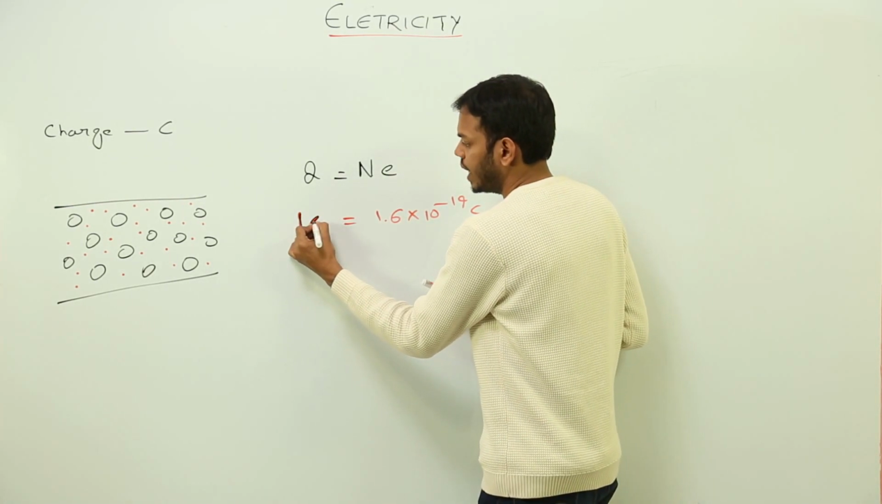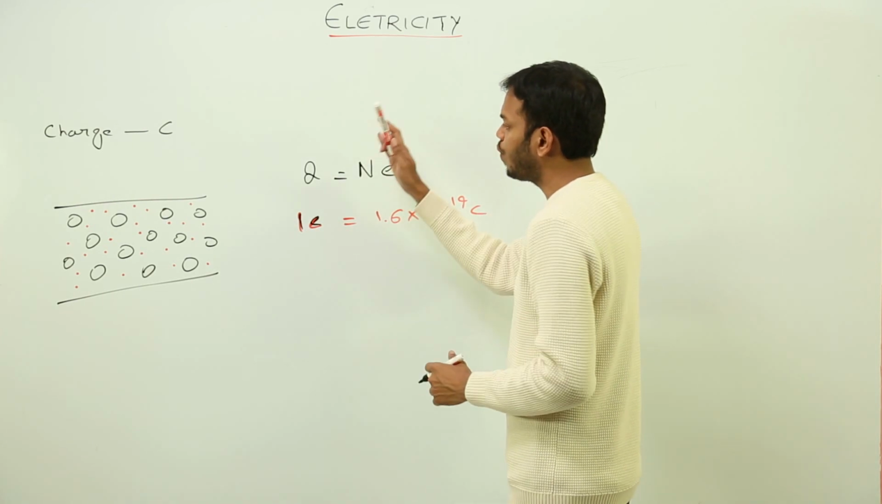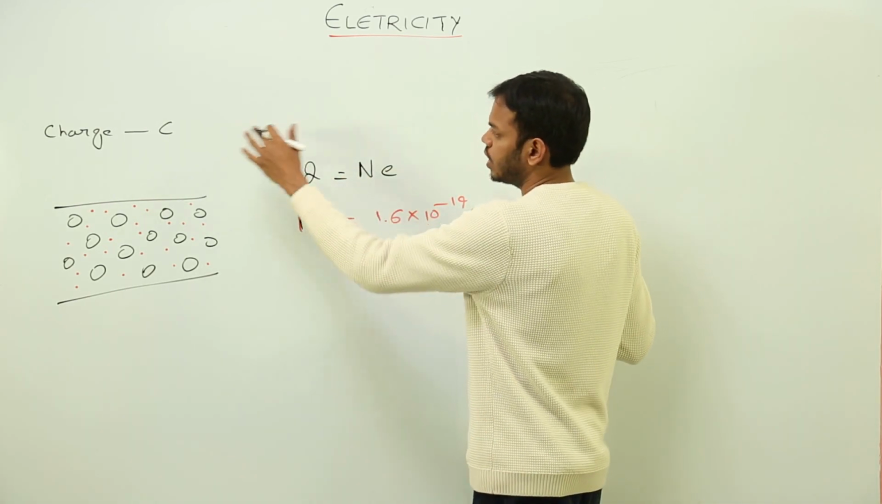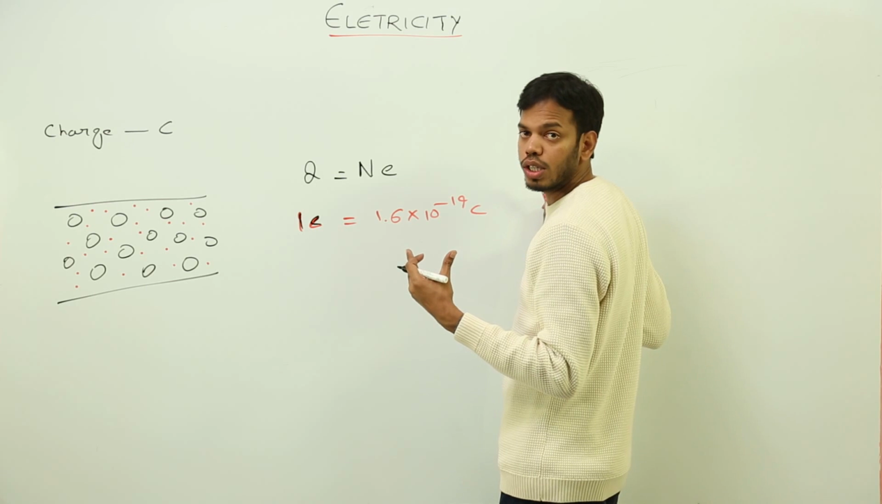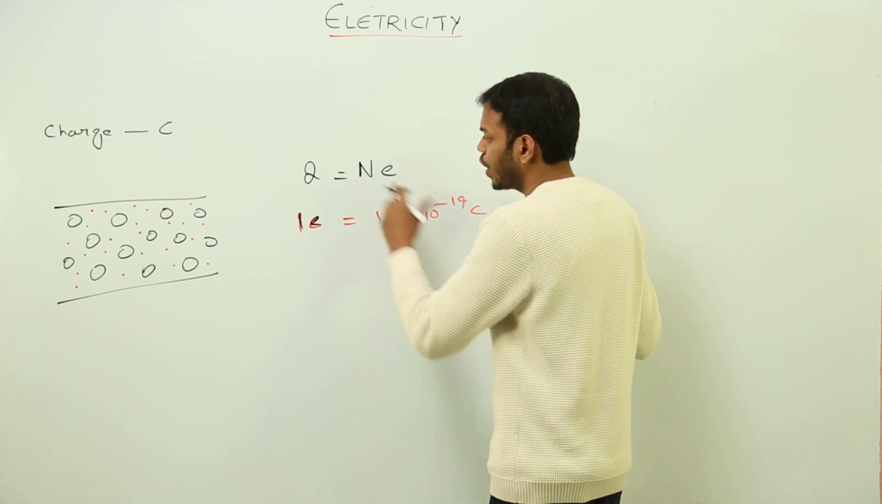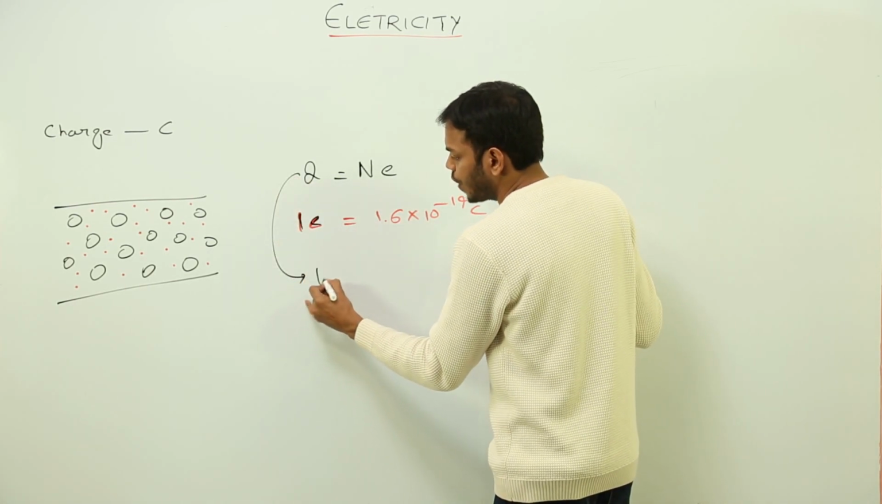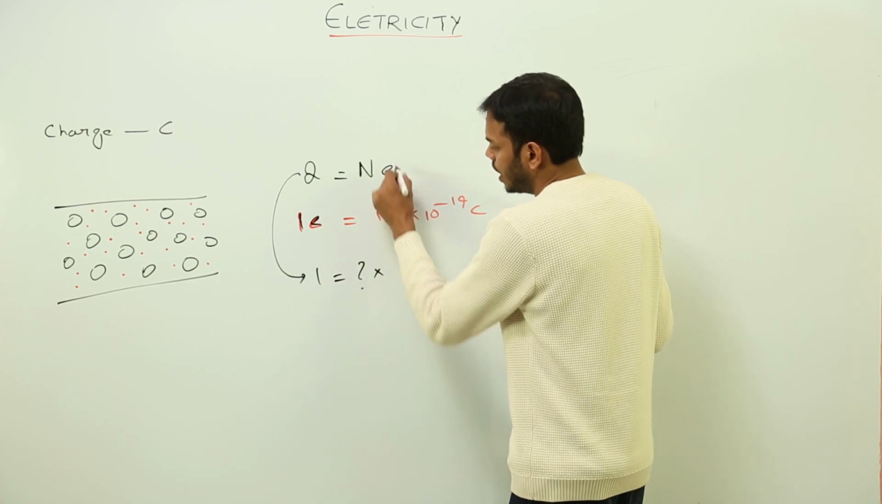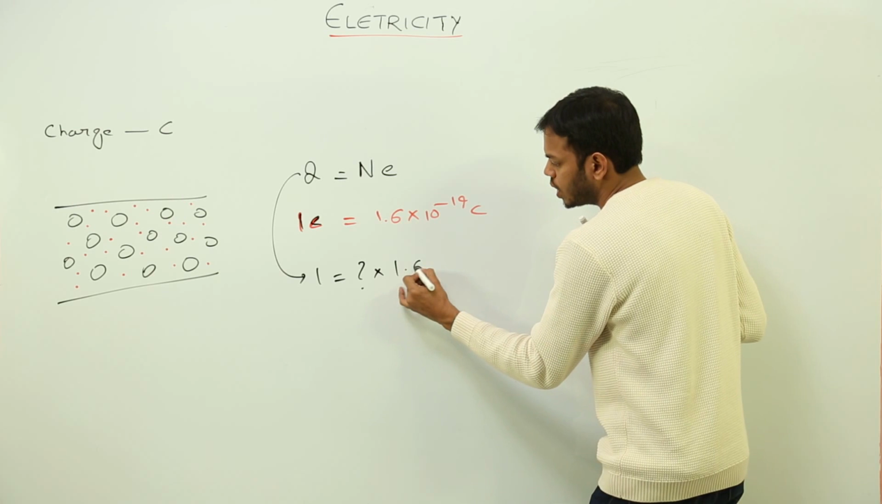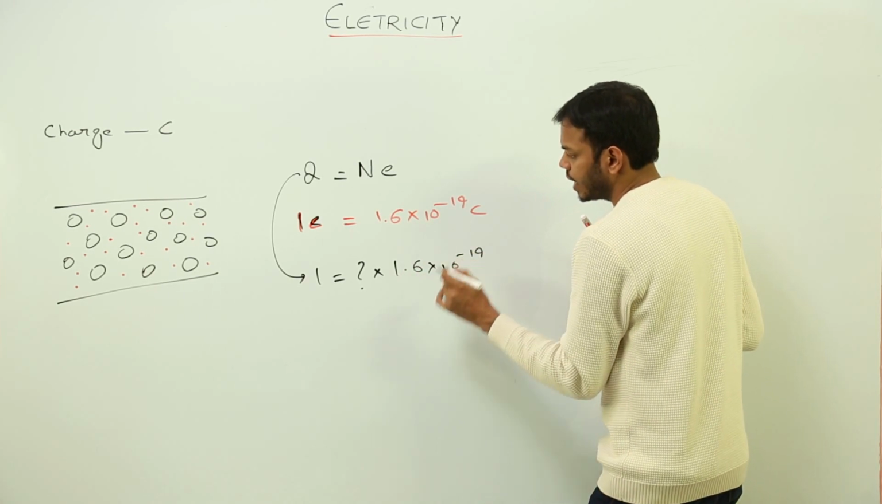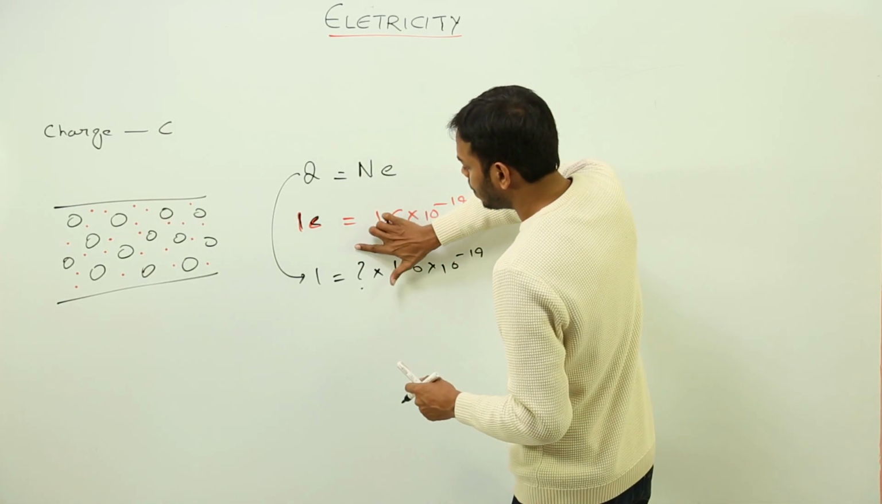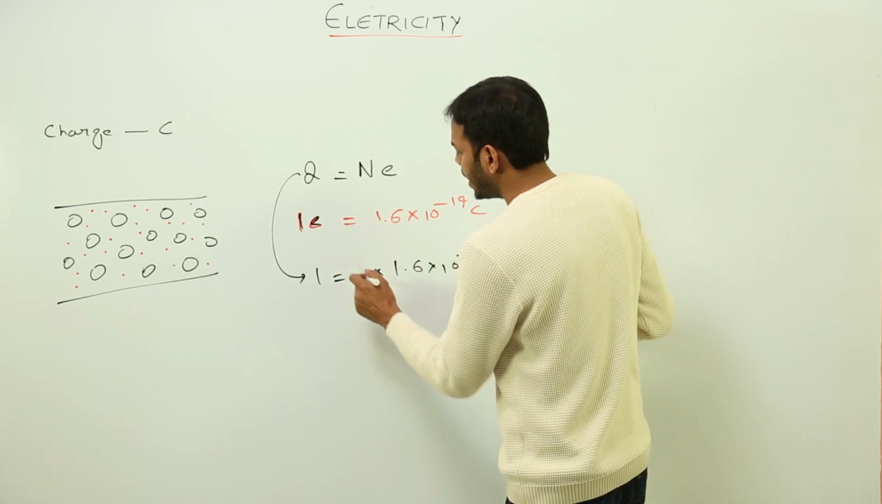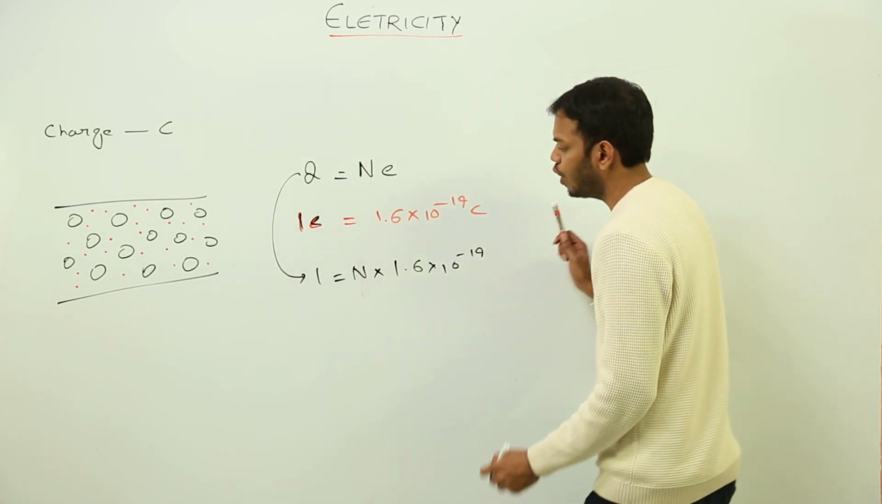This is one electron, right? So to find the total number of electrons present in 1 coulomb of charge, we have 1 coulomb equals some number n, which I don't know, times the electronic charge, 1.6 into 10 raised to power minus 19. Instead of this question mark, I'll replace it with n. So I have to find the value of n.